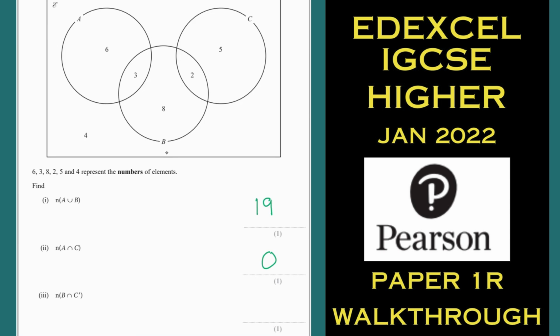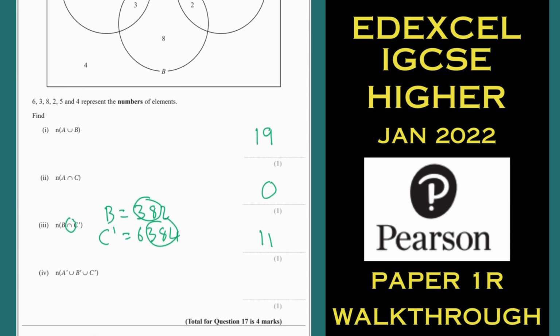B intersection C dash. Well, I think it's easy to make a list. What is in B? It's got a 3, an 8, and a 2. What is inside, or sorry, in this case, outside of C? 6, 3, 8, and 4. And intersection means crossover. What do they have in common? A 3 and an 8 for 11.